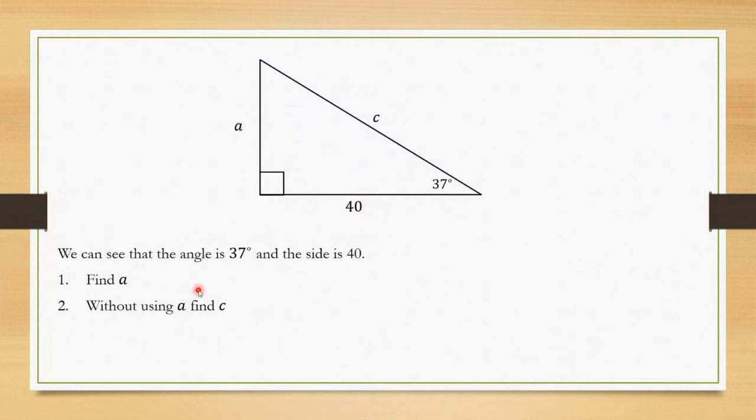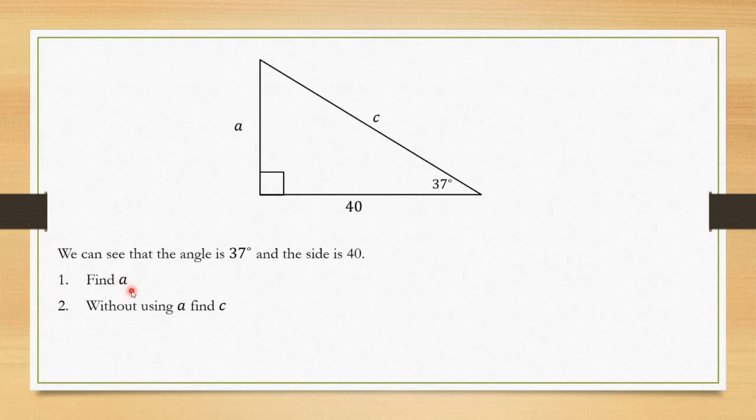Let me just say this: when we get to finding C, without using A, you can't use A. So if you know what A is, but you want to get C, we're going to do that without Pythagorean's theorem. Theoretically, you could use Pythagorean's theorem, but this is trig, so let's just use trig for now. So let's find A.